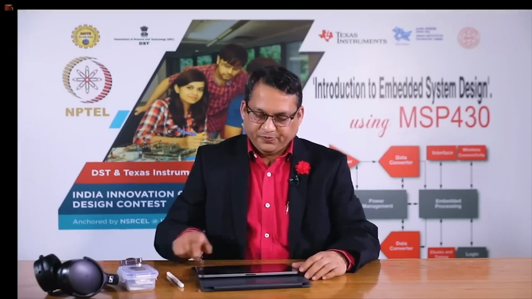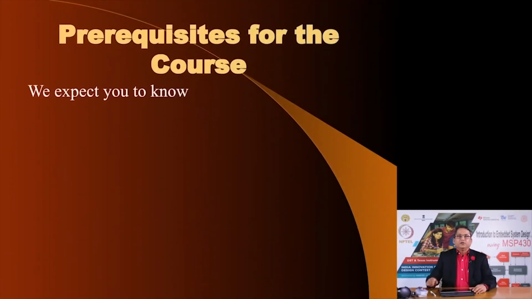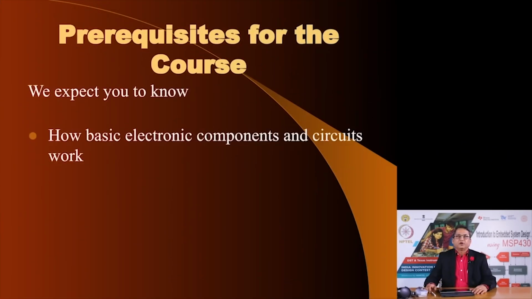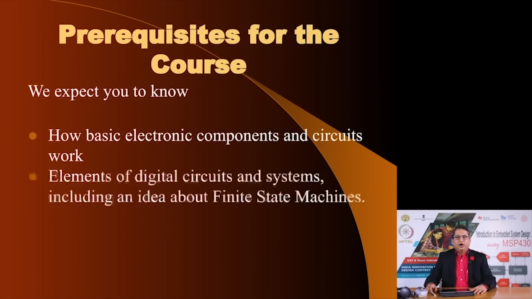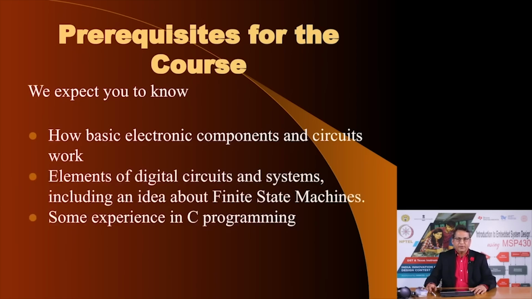After we have covered the course objectives, let us go through the prerequisites which we expect you to know. We expect that you would be aware of basic electronic components and circuits, that you are aware of how digital circuits and digital systems work, and you have some idea about the finite state machine. It would also help if you have some experience in C programming and computer architecture.